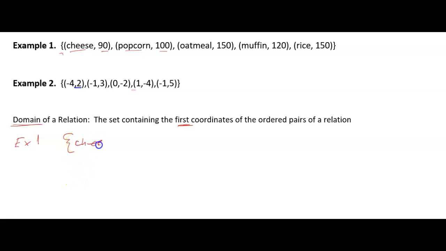So I have cheese, I have oatmeal, O-A-T-M-E-A-L, I have popcorn. Okay, so look, I mixed up the order, but that doesn't matter as long as each item is listed. And it only gets listed once. If it were to appear twice, it would only get listed once. Muffin and rice. Okay, so I just listed the first of each. I mixed up the oatmeal and the popcorn, but that doesn't actually matter. And I put a set bracket at the end. So that's the domain of example 1.